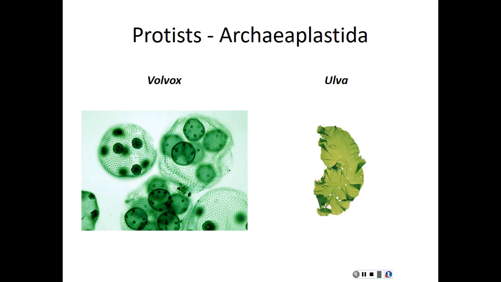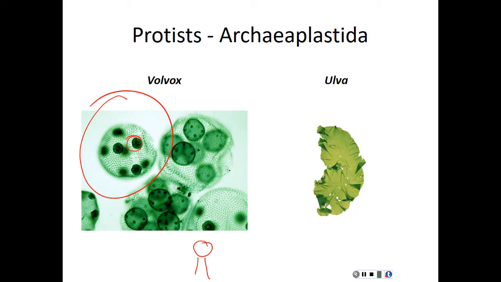Also in the supergroup Archaeplastida, we looked at Volvox, which is a colonial green algae. Each of these structures here is actually made of many, many smaller cells, little flagellated cells that look kind of like this. We have thousands of them making up the outer edges, sort of this hollow ball, and they work together and coordinate to move around and feed. And then in the interior, we have daughter colonies forming. When these daughter colonies are mature, they will exit out of the parent colony and become a full-fledged colony of their own.